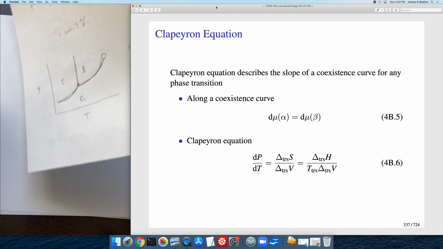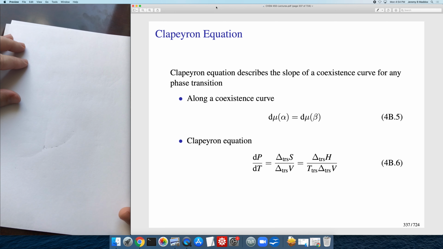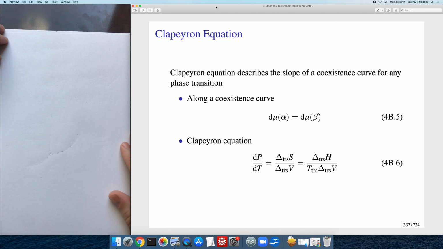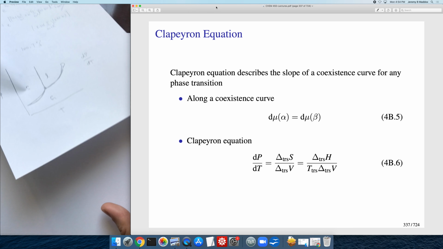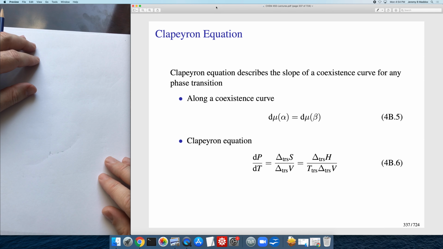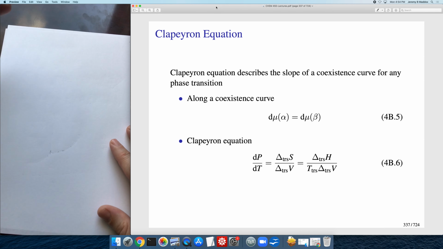And it's really not that hard to derive the Clapeyron equation. In fact, it's kind of a neat derivation, and so I might just go ahead and spend some time talking about it. Along any coexistence curve, we have equilibrium between the different phases. So this works for any of them. Now, when you've got two phases in equilibrium, it means that the chemical potentials of the two phases are the same.